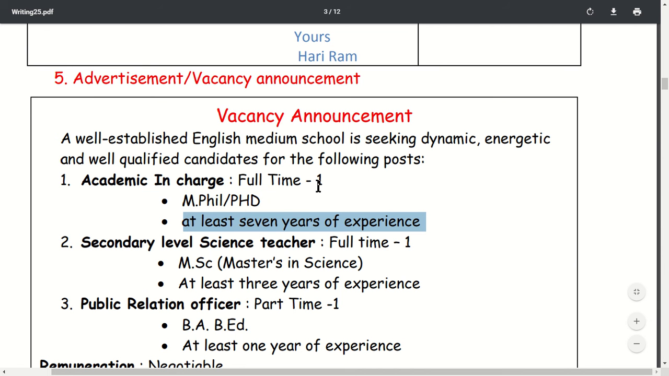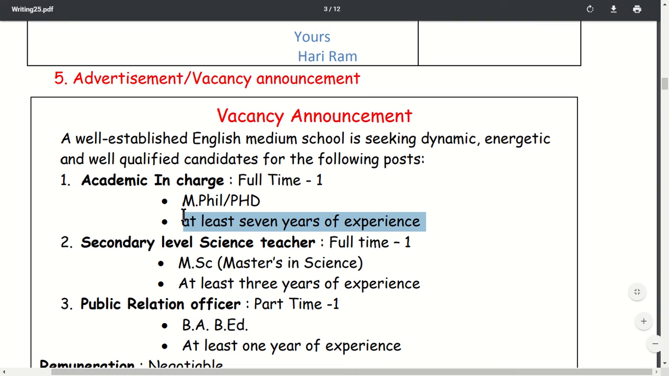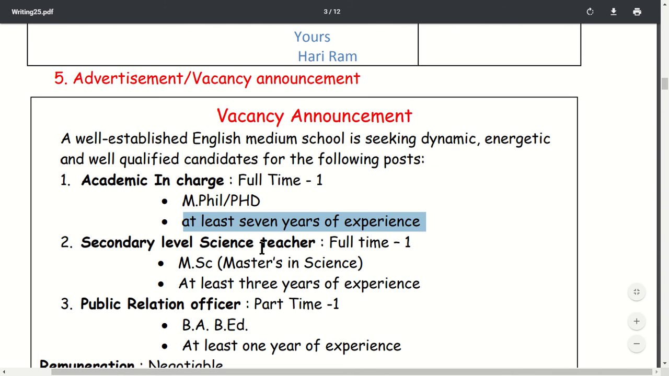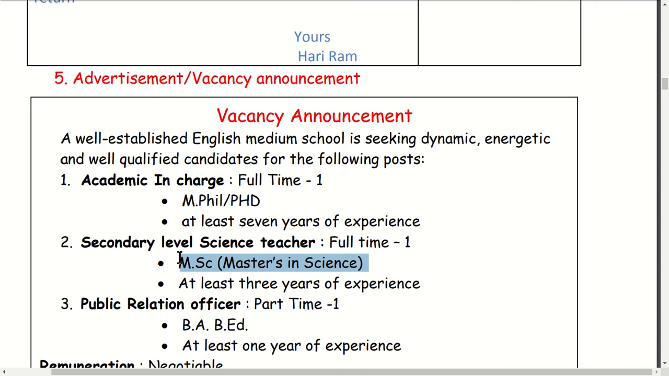This is the number of persons for the vacancy: one person is required, and his academic qualification is here. And another sentence is at least 7 years of experience in the field. Okay, another vacancy: secondary level science teacher, full time. Number of people, one. This is the academic qualification: masters in science, MSc, and at least 3 years of experience.